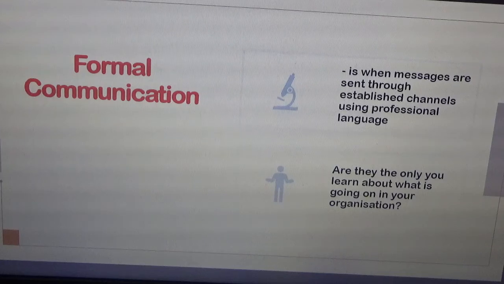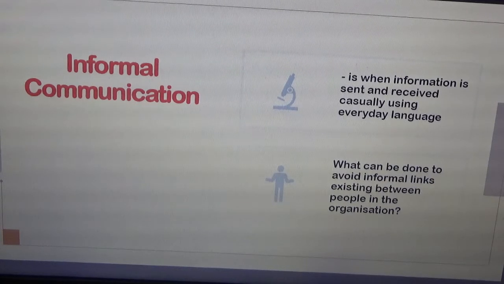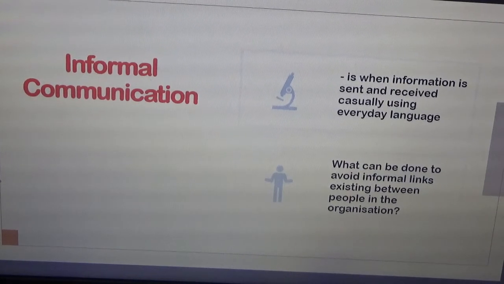Are they the only way you learn about what is going on in our organization? Okay, let's see. Informal communication is when information is sent and received casually. Unlike in the formal communication, where we have to deal with things professionally, here information is sent and received casually using everyday language.